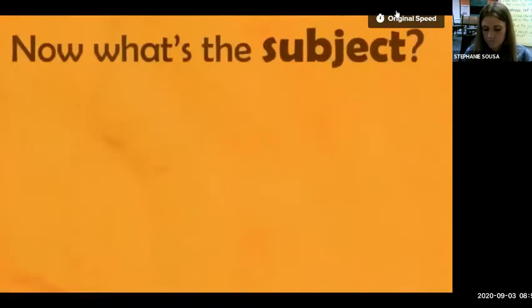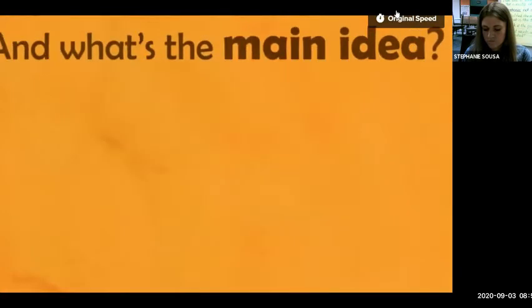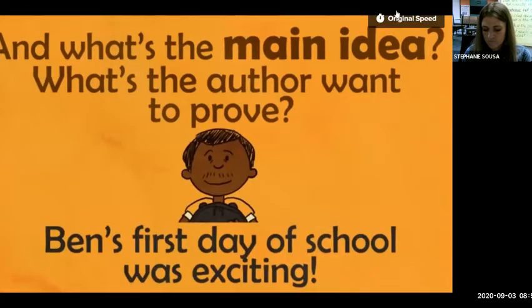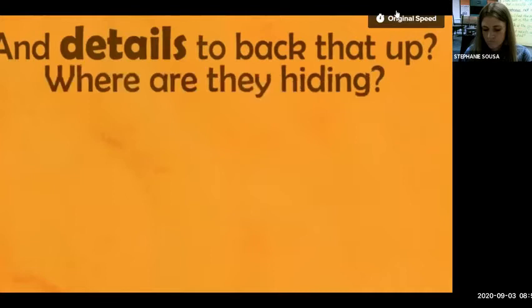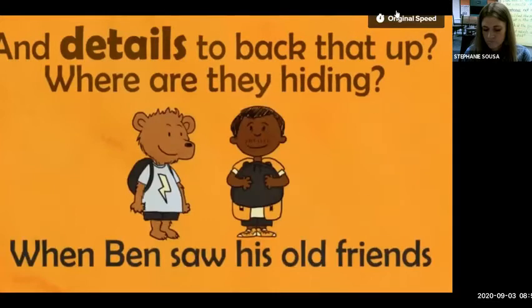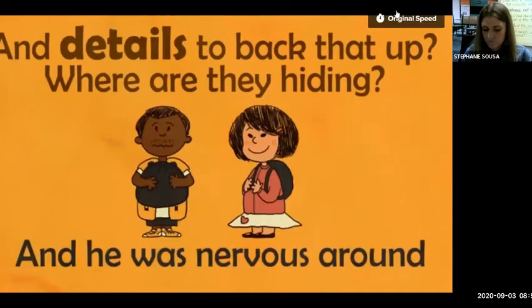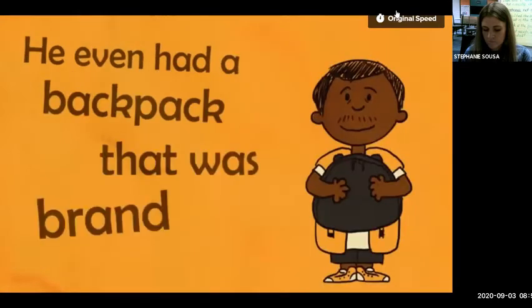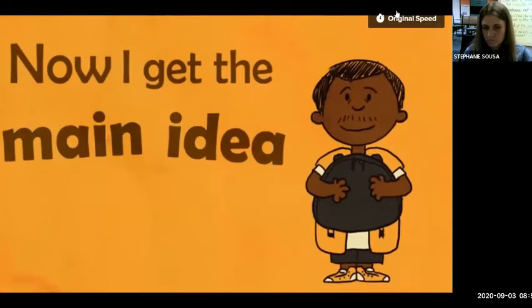Now, what's the subject? Ben's first day of school. And what's the main idea? What's the author want to prove? Ben's first day of school was exciting. Details to back that up, where are they hiding? When Ben saw his old friends, he was psyched, and he was nervous around the girl that he liked. He even had a backpack that was brand new. Now I get the main idea, can you?